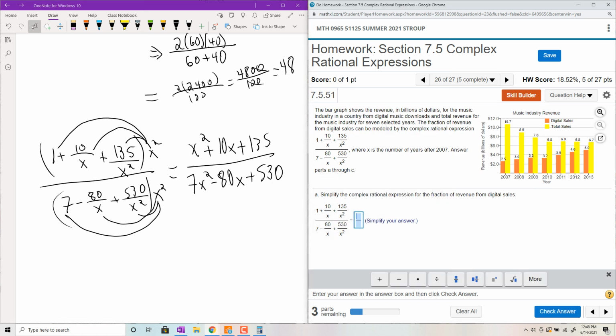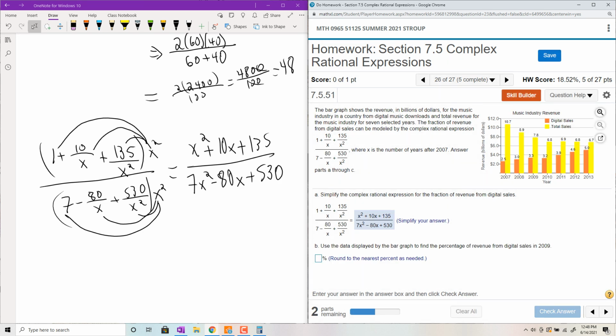So let's go ahead and try it. Worst case scenario, we gotta do a little bit more work. Plus 10x plus 135 over x squared minus 80x plus 530.